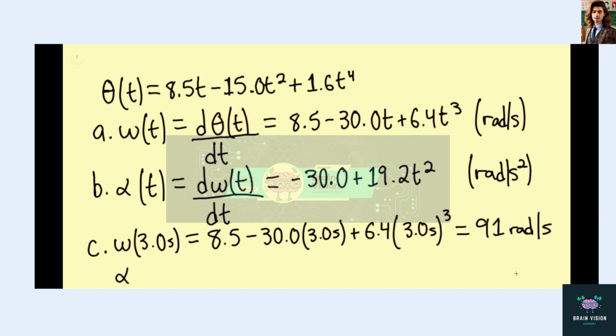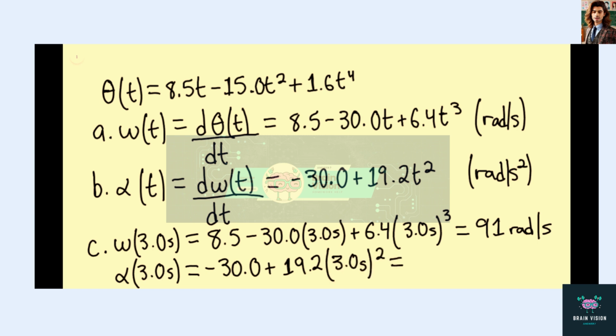For the angular acceleration at 3.0 seconds, this would be equal to negative 30.0 plus 19.2 times 3.0 seconds quantity squared. This would be equal to 140 radians per second squared.